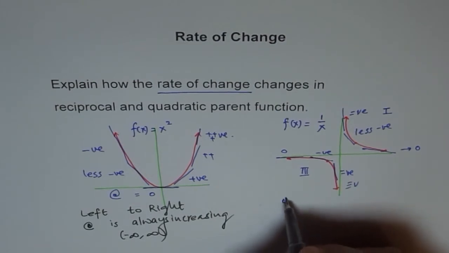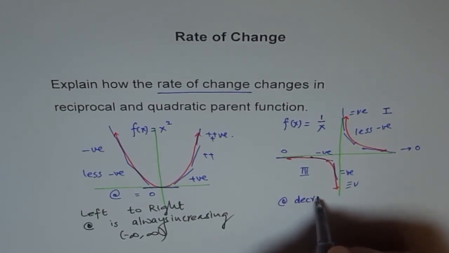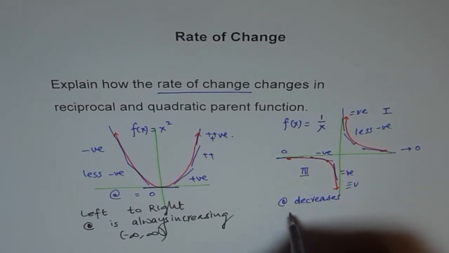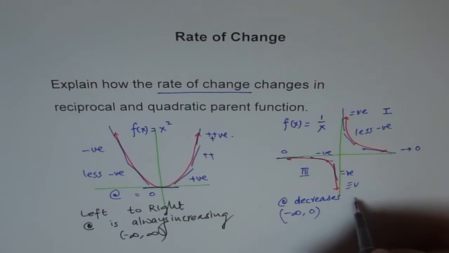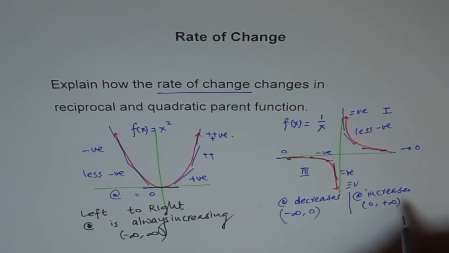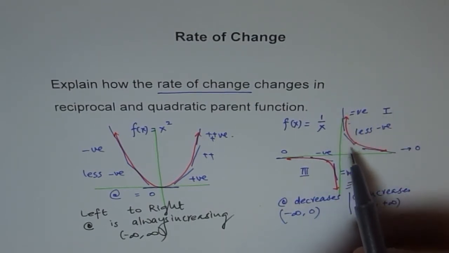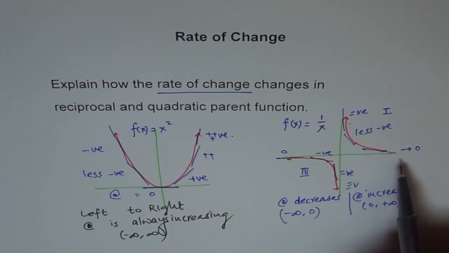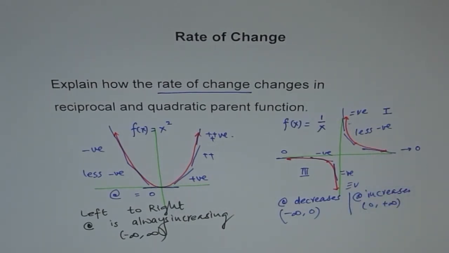So we say rate of change decreases from negative infinity to 0. It can never be at 0. But rate of change increases from 0 to positive infinity. Does it make sense? It is highly negative and it becomes positive and then more positive. So that's how it is. The rate of change decreases here and then increases. So that is how you have to see rate of change, correct?